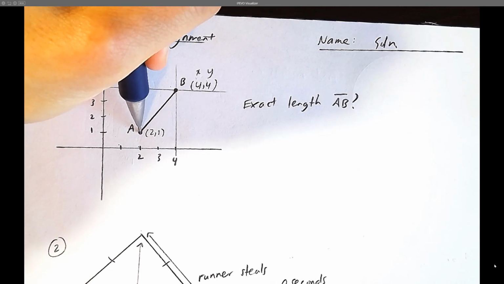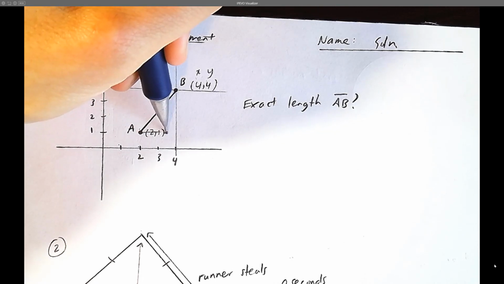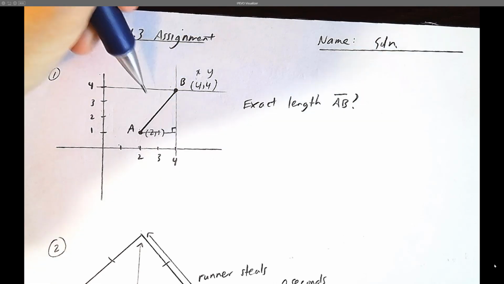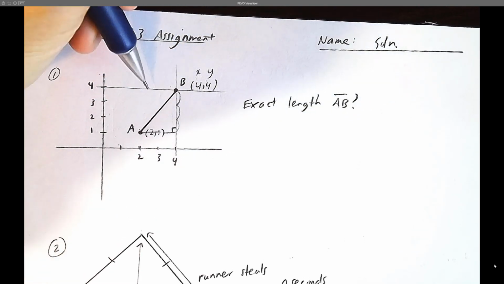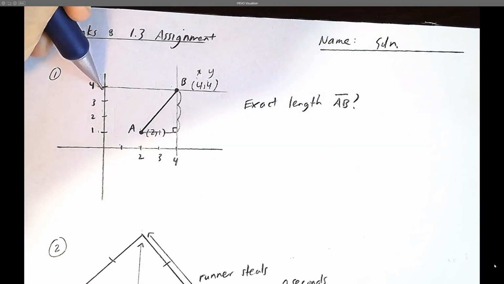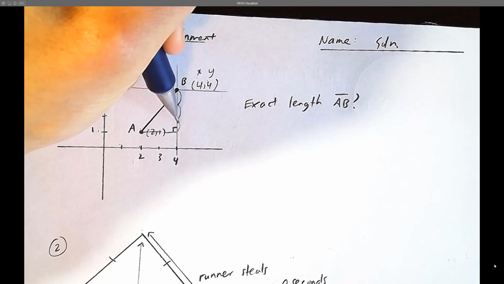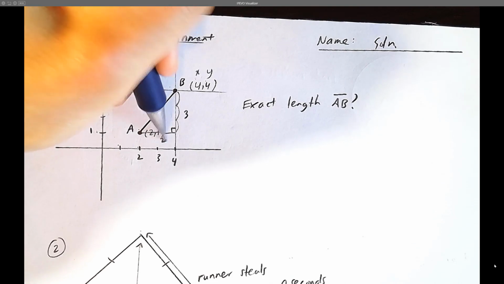Let's draw the triangle. This is going to be 1 to the right, 2 to the right. This is going to be a right angle. And this is going to be 1, 2, 3 boinks up. You can just count from 1 to 4. 4 minus 1 is going to be a length of 3. So this is 3 and this is a length of 2.